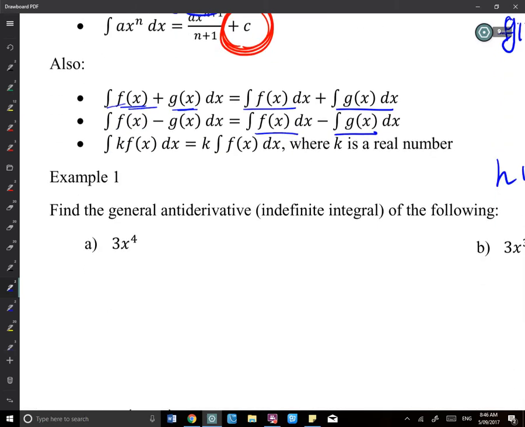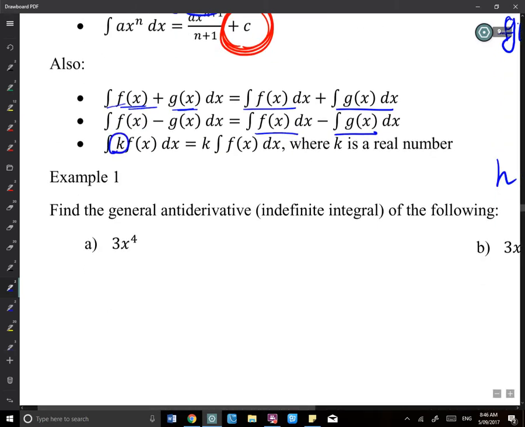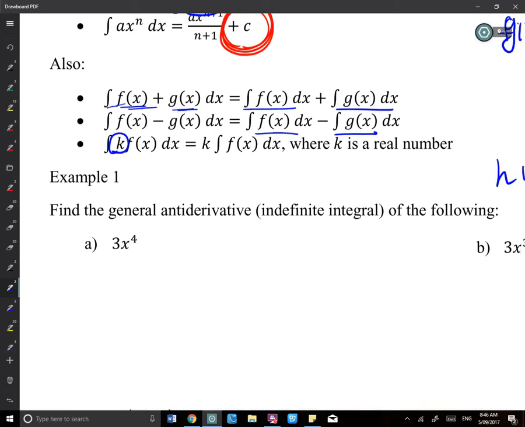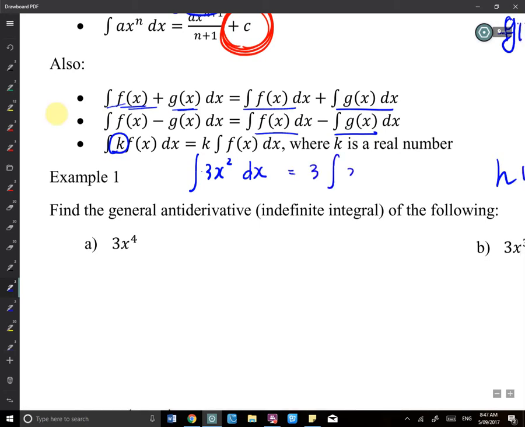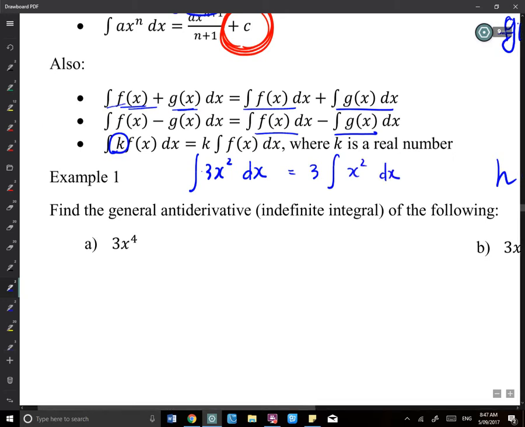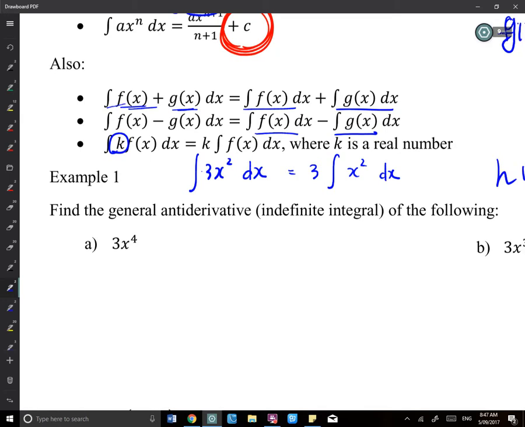The last one is quite important. If you have a constant times your function, you can bring that constant outside of the anti-diff. It's not a plus, it can't be plus a constant, it must be times a constant. For example, 3x to the power of 2, if you want to anti-diff that, it will be the same as putting 3 outside. I don't really care what that constant is. That constant always times together with the function, so I can bring that outside.